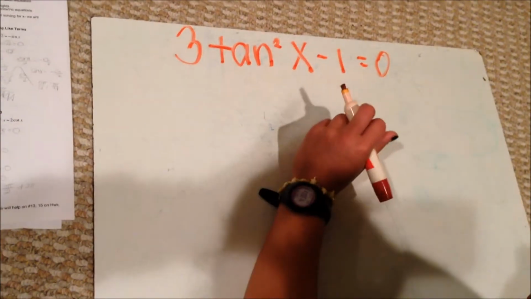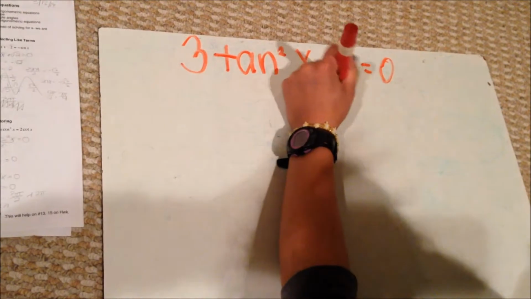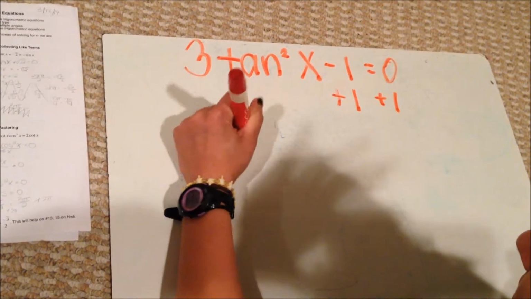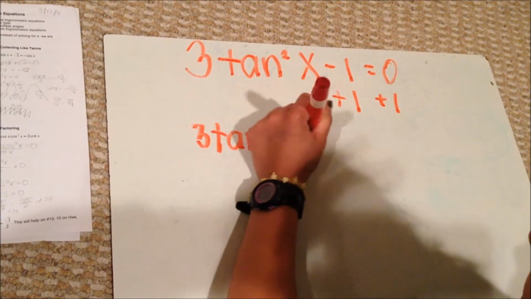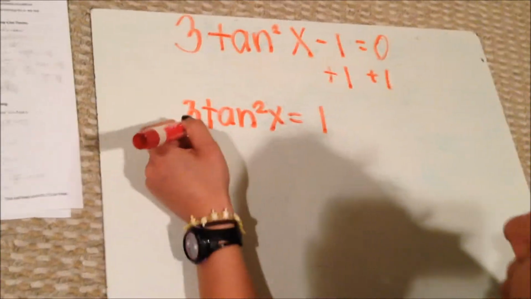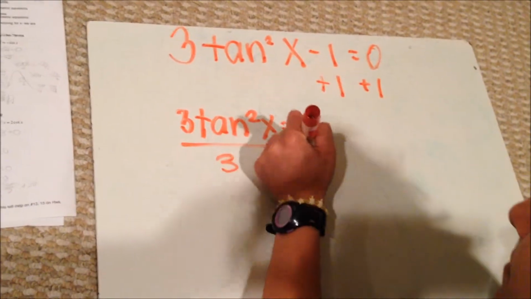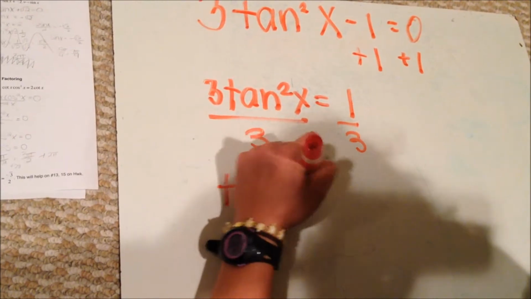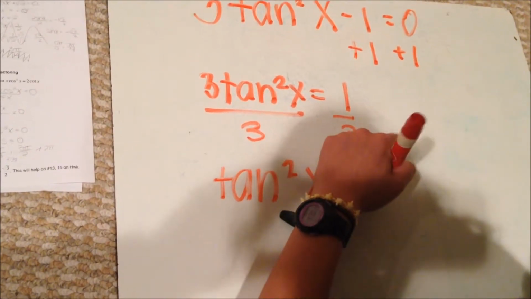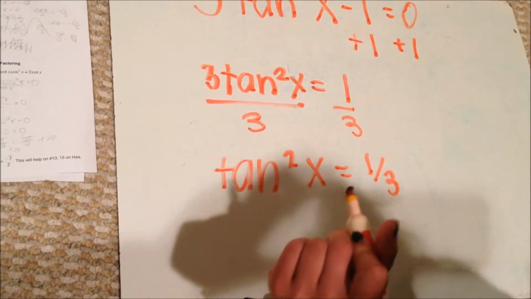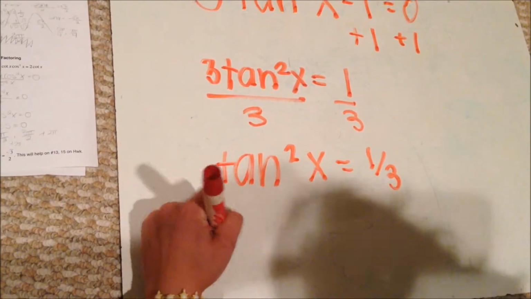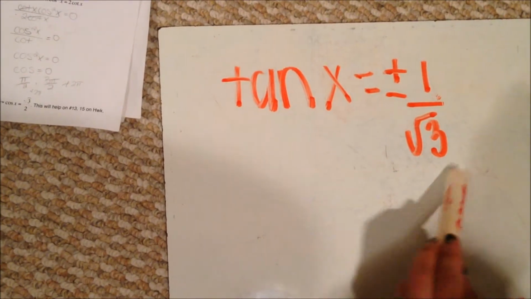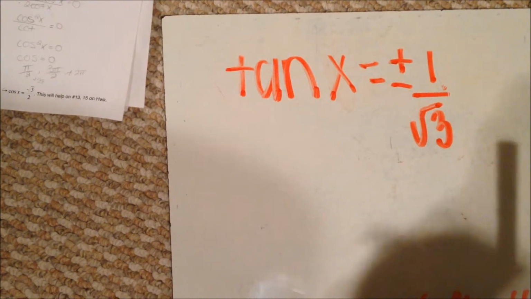Okay, so the first thing we're going to be doing is adding 1 to both sides. You would then have 3 tangent squared x equals 1. You would divide both sides by 3 and get tangent squared x equals 1/3. To get tangent by itself, you would have to take the square root of both sides. When you take the square root of a number, remember to add plus or minus. Now radical 1 equals 1, so change that to 1.